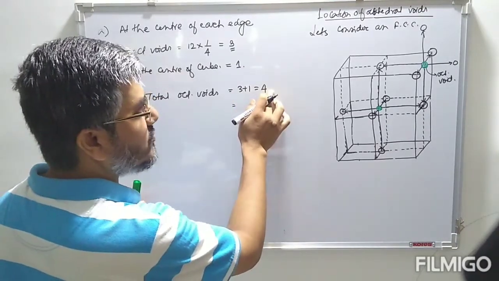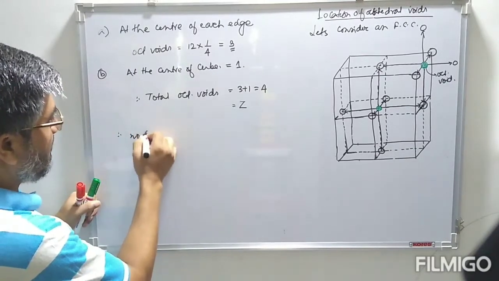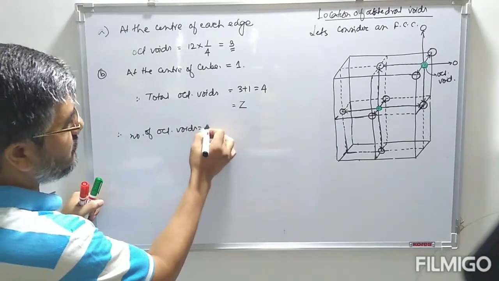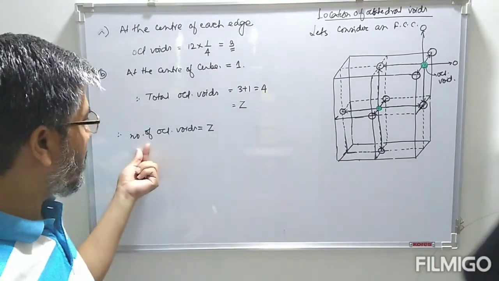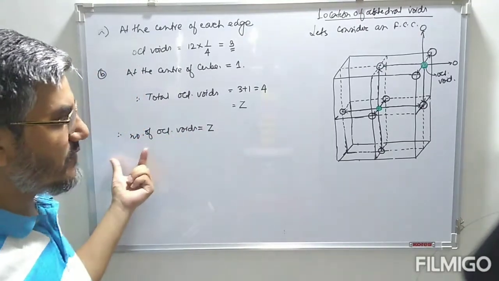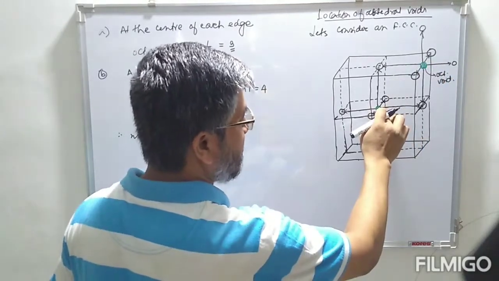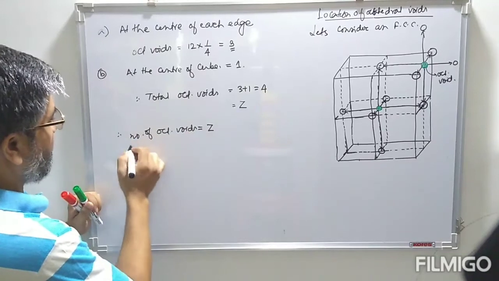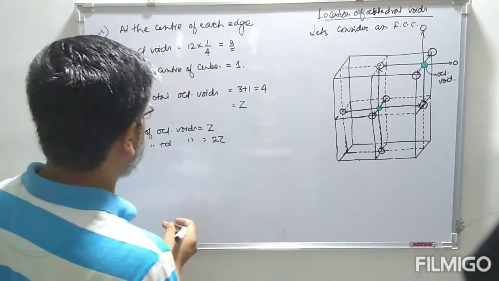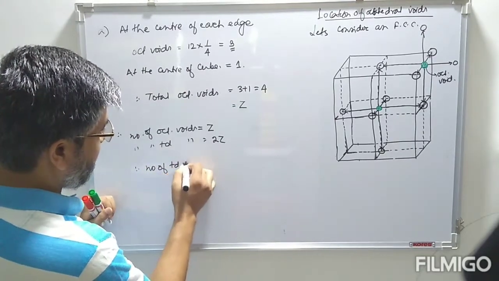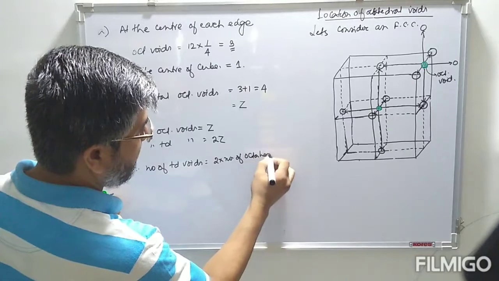So 4 is the effective number of atoms per unit cell for an FCC, so this can be written as Z. Therefore, in generalization, the number of octahedral voids is equal to Z, the effective number of atoms per unit cell for a close packed structure. So the number of octahedral voids is equal to Z, and the number of tetrahedral voids is equal to 2 times Z. This is the location of octahedral voids along the centers of edges and at the center of the cube. Number of tetrahedral voids is equal to 2 times the number of octahedral voids.